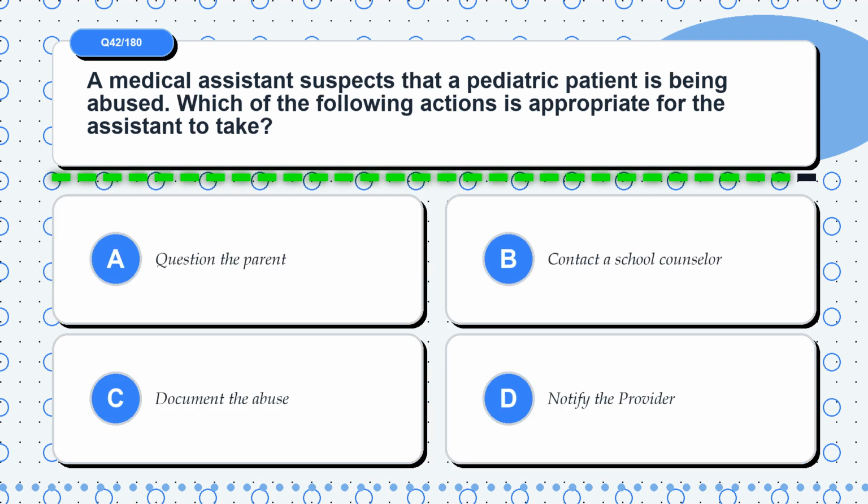Question 42. A medical assistant suspects that a pediatric patient is being abused. Which of the following actions is appropriate for the assistant to take? Here are the options. Option A, question the parent. Option B, contact a school counselor. Option C, document the abuse. Option D, notify the provider.